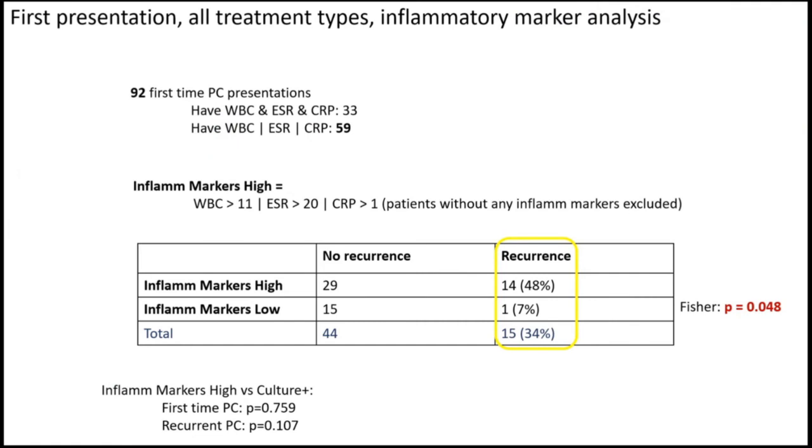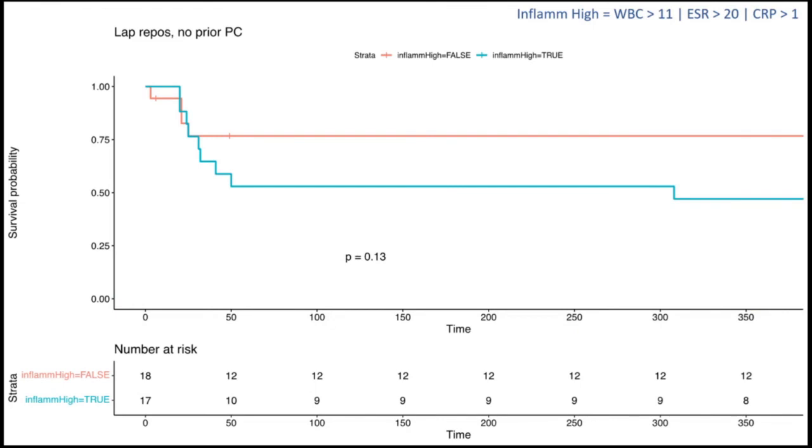Taking out the patients where we didn't know what their inflammatory marker status was in this long retrospective review, looking at a Fisher analysis, if we knew the inflammatory markers, we did see a significant difference between high inflammatory markers and low inflammatory markers in recurrence. If inflammatory markers were low, there is a much lower chance of the pseudocyst recurring, and that's for all treatment types.